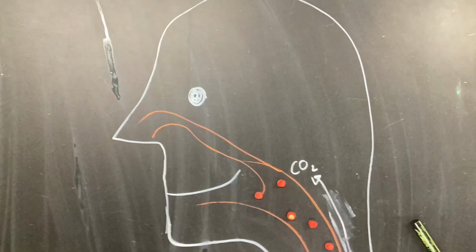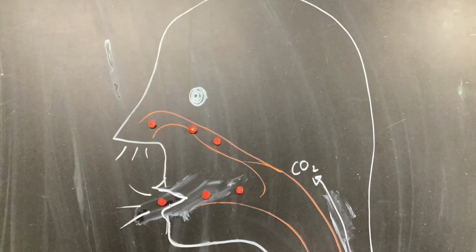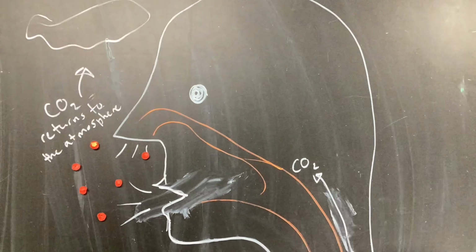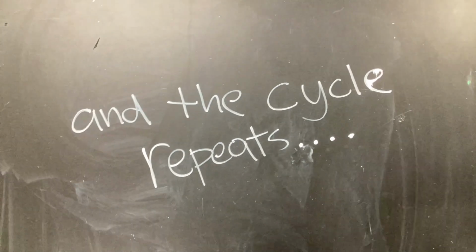The carbon dioxide that is released from the Krebs cycle leaves our body when we exhale and returns to the atmosphere. As carbon is able to leave our cells through the carbon cycle, how does oxygen enter our cells? The answer is cell transport.